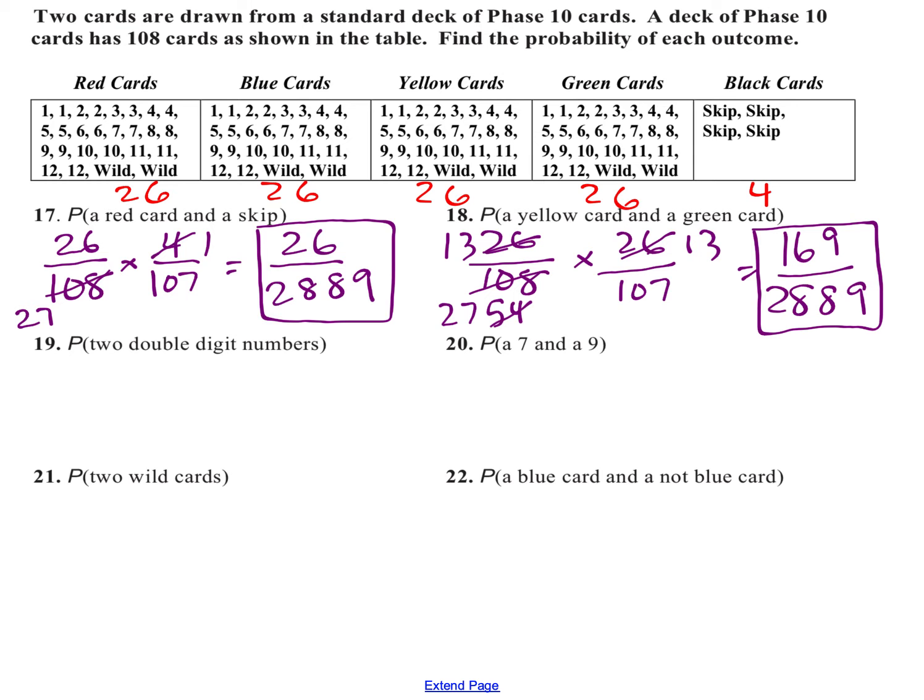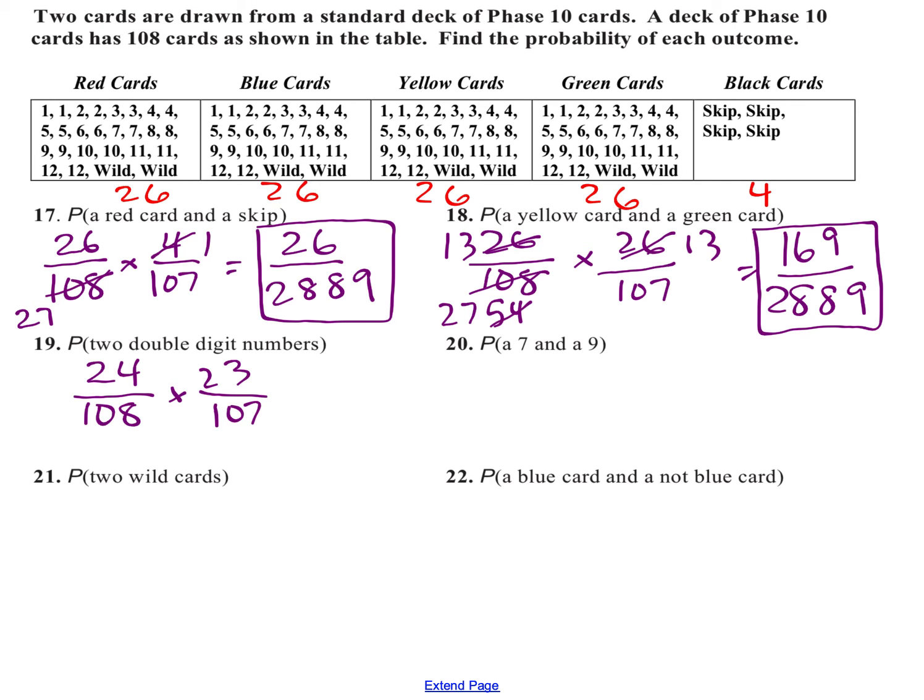Okay, 2 double-digit numbers. Well, those would be 10, 11, or 12. 1, 2, 3, 4, 5, 6. And we have another 6 here. So there's 6 red, 6 blue, 6 yellow, and 6 green. That's 24 out of the 108 for the first draw. And for the second draw, there are only 23 of them left out of 107.